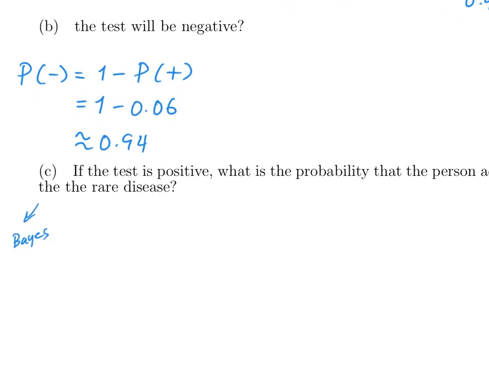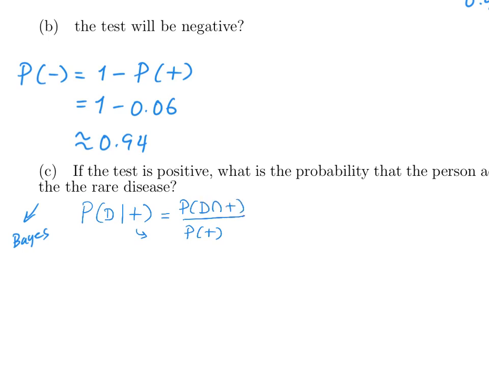This is what the question is asking. It says, if the test is positive, so now you already know that the test was positive, what's the probability that the person actually has the disease? So then follow the conditional formula. Remember, this goes on the bottom, so the bottom will be positive. The top will be disease and positive.